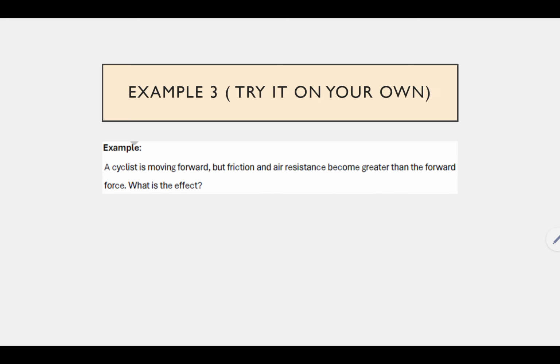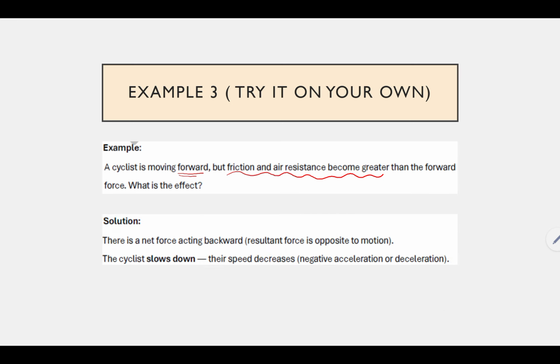A cyclist is moving forward, but friction and air resistance become greater than the forward force. What is the effect? The cyclist is moving forward, but friction and air resistance are more. So is he going to keep moving forward? Actually, he will start slowing down because the resistance force is more, so it will slow him down, deceleration.